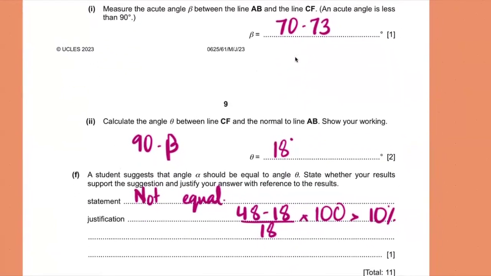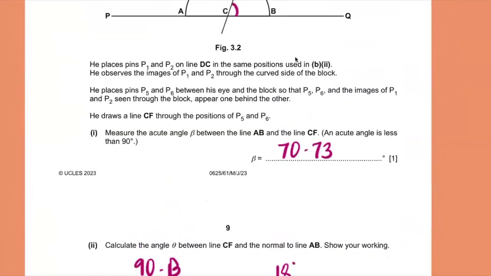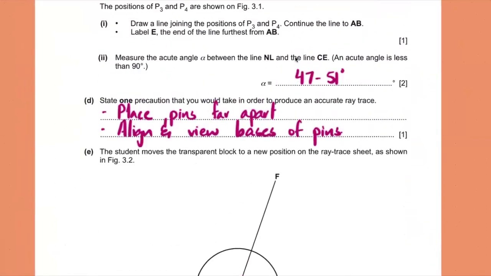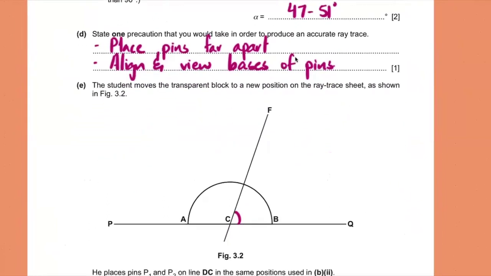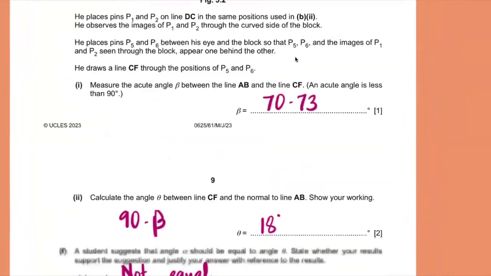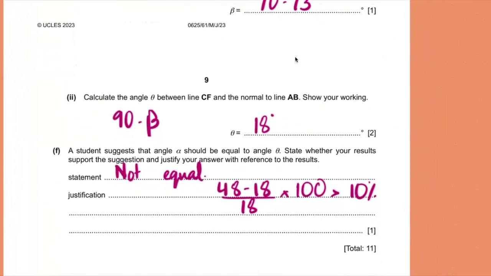Now, a student suggests that the angle alpha should be equal to the angle theta. State whether your results support the suggestion and justify your answer. So theta was 18 and alpha was 47, or 48 for me. So again, these are obviously not close to one another. So I just show here that the percentage difference between them is greater than 10%.